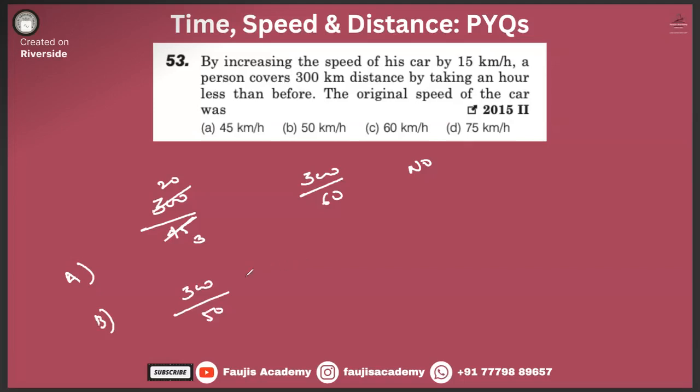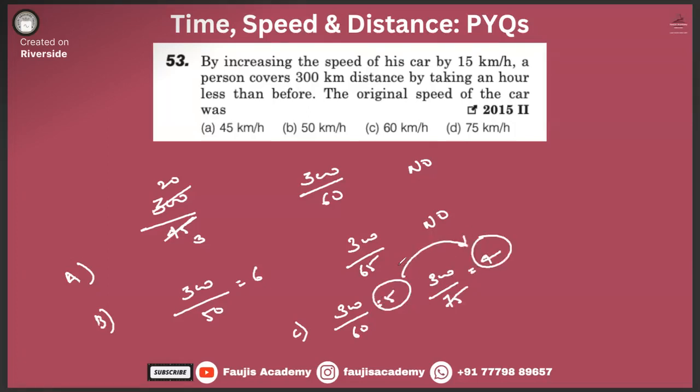300 by 50, which is nothing but equal to your 6. Then 300 divided by 65, which will not give you 1 as your difference, right? Option C, 300 by 60 and 300 by 75. This is 4, this is 5. What is the difference? 1 hour, sir. So which answer option is correct?